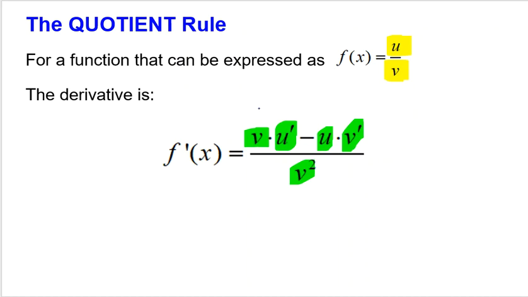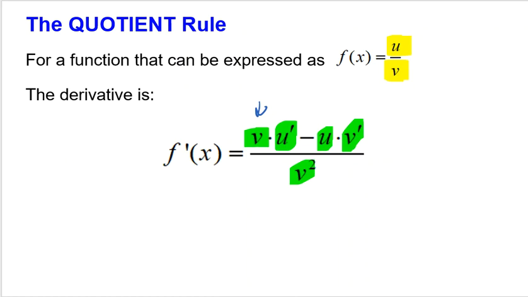But always start with the denominator. Start with the denominator v, leave it alone, just rewrite it, multiply by the derivative of u, then subtract, and you kind of flip that. Then you start with u, multiply by the derivative of v, all divided by v squared. This is going to save you so much time, so much effort. It's an awesome rule, the quotient rule.